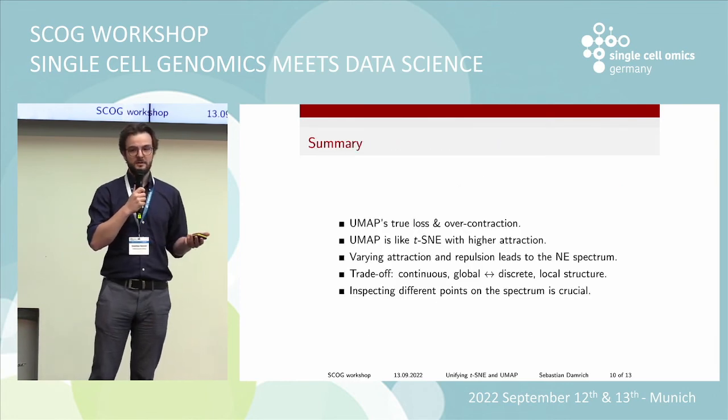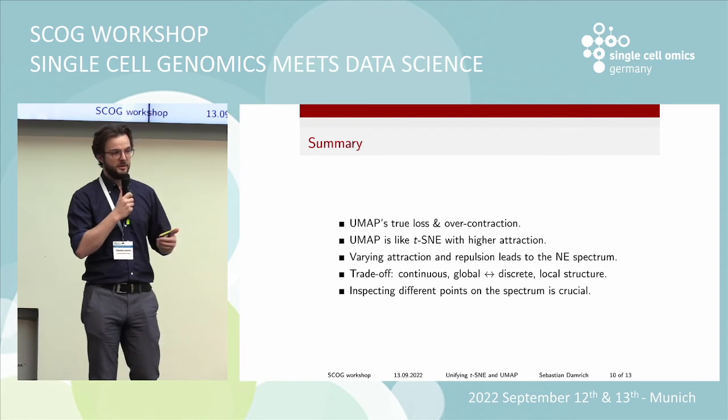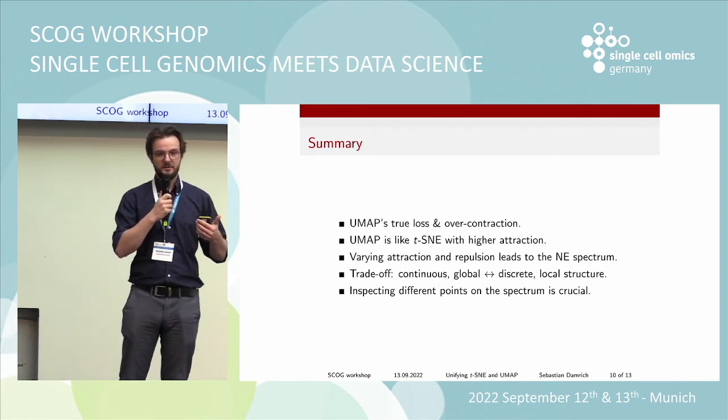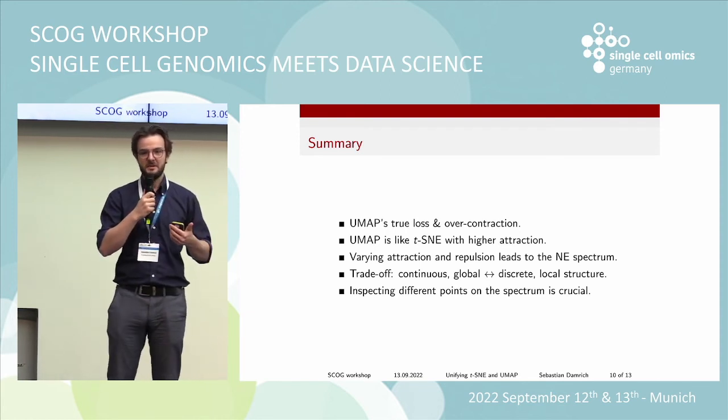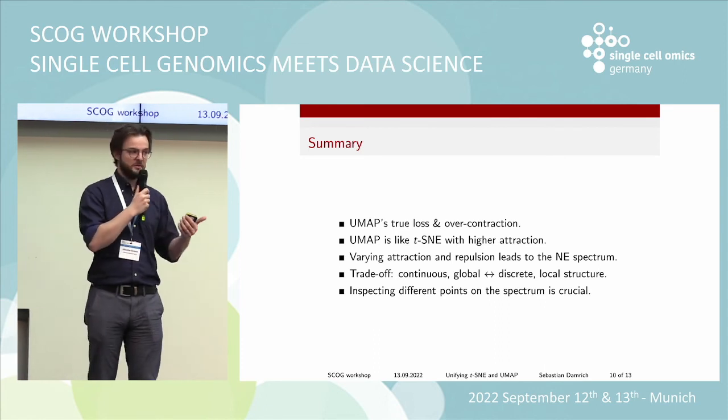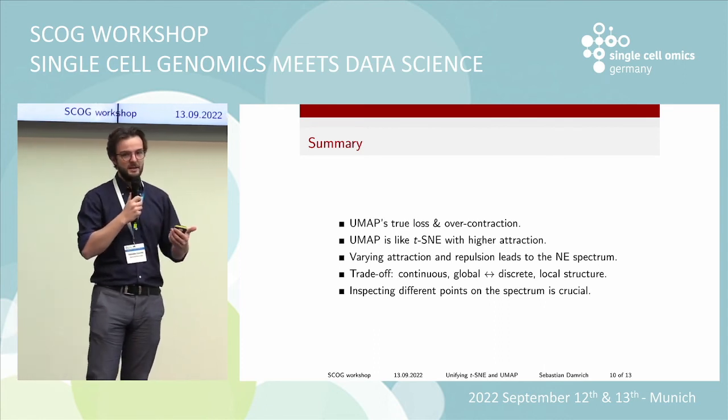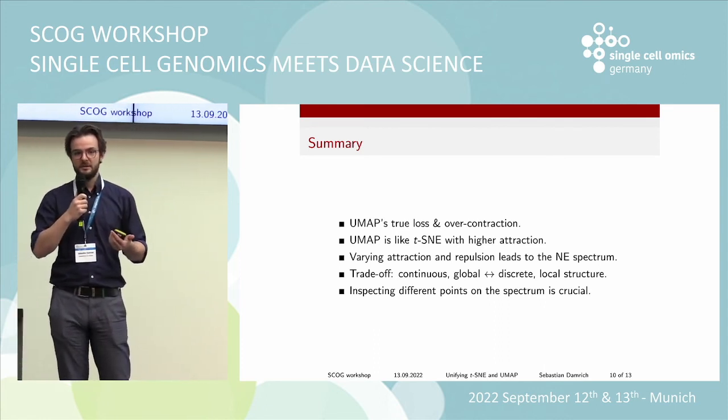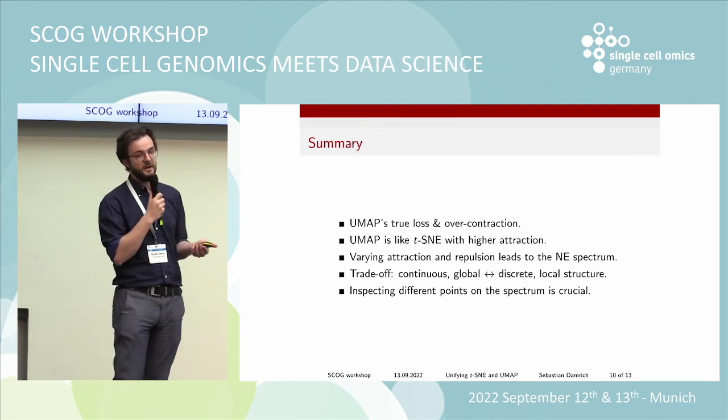Okay, so this is it from me. Let's sum up. We saw that first, UMAP's loss is actually different than stated in the paper, which is good, but it also leads to overcontraction. With this true loss, we could establish that UMAP is like t-SNE, but with higher attraction.